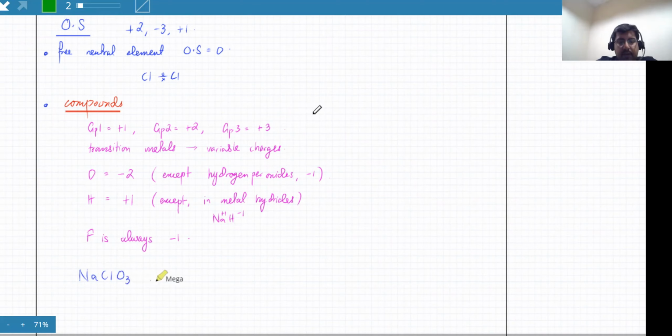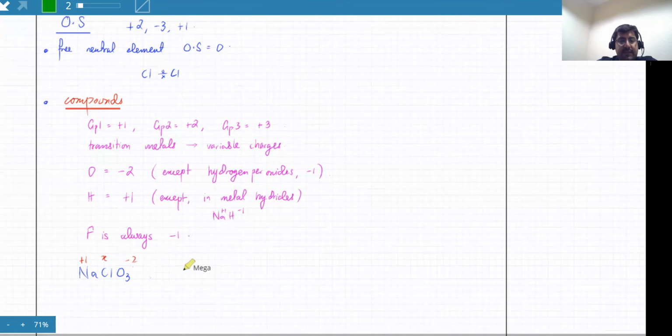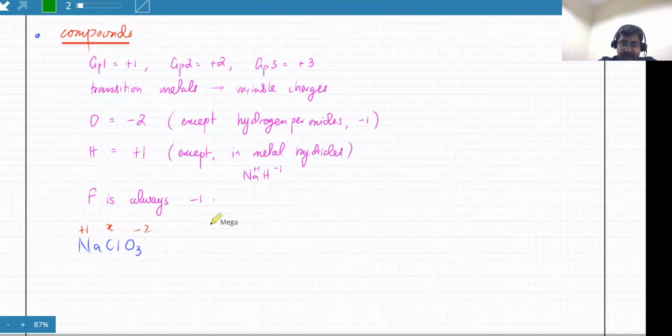So I want to figure out what the oxidation states of each of the elements is. Na is group 1, and group 1 is always +1, so that's already known. Oxygen, the table says, is -2, so that's also known. The table has no information about chlorine, so I'm going to say that chlorine is X. We don't know what chlorine is.